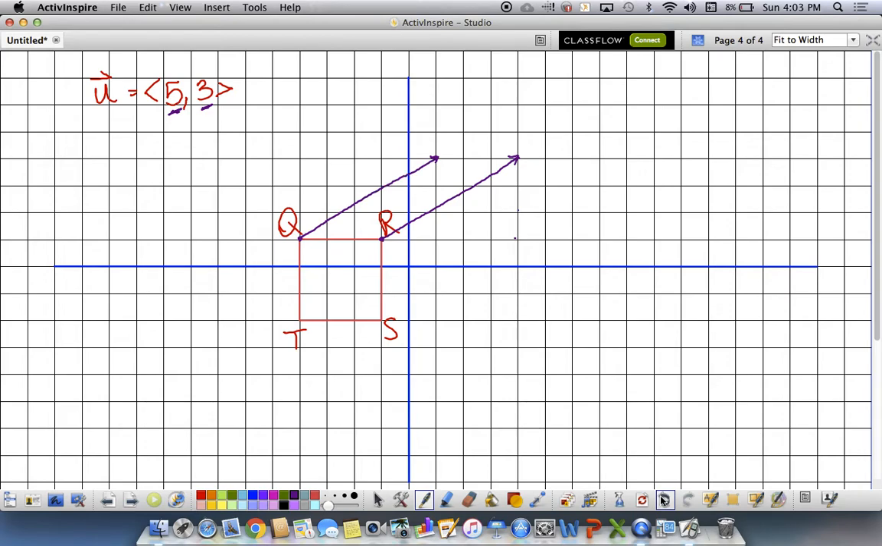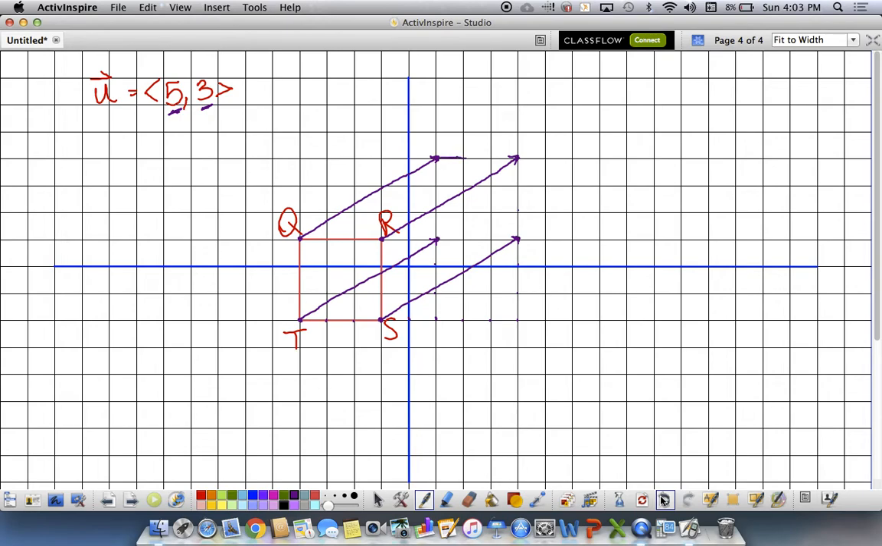Okay? S, I'm going to do the same thing. I'm going to go over 1, 2, 3, 4, 5, up 1, 2, 3. My vector from S is going to go right there. Now from T, that's going to be kind of in the middle, going over 1, 2, 3, 4, 5, and up 1, 2, 3. My last vector. Okay? So really, the end of all these vectors, there are points.